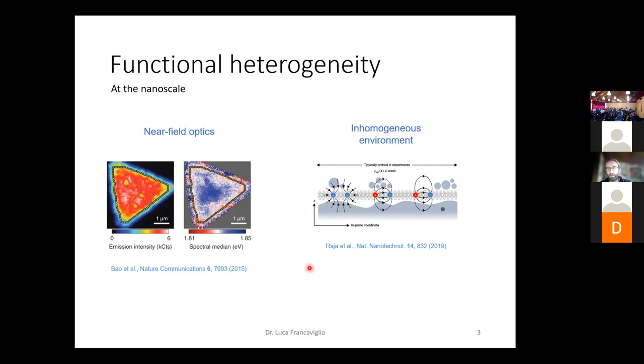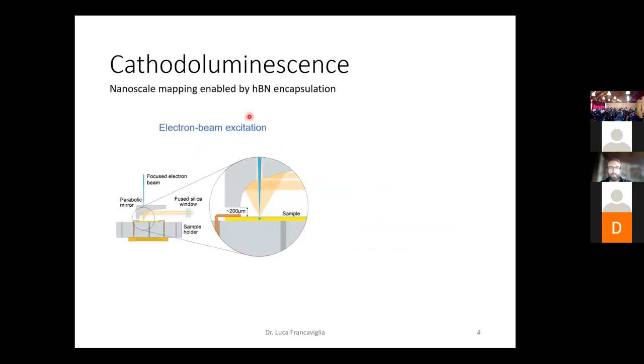And this is the reason why we decided to focus mainly on cathodoluminescence. In this way, we are exciting the whole heterostructure using a beam of accelerated electrons, so we are able to access the whole thickness, let's say, of the hBN-TMD heterostructure. But at the same time, we can also focus our electron beam in a nanoscale spot, which in principle allows us to have nanoscale spatial resolution.